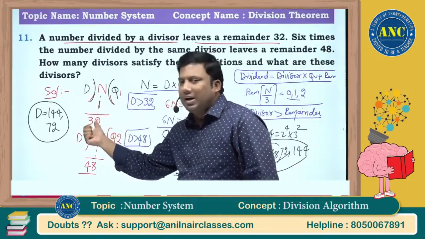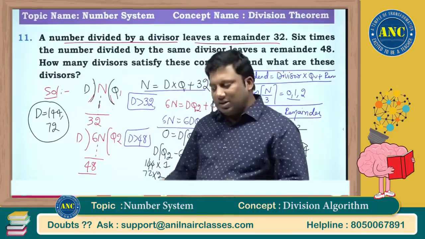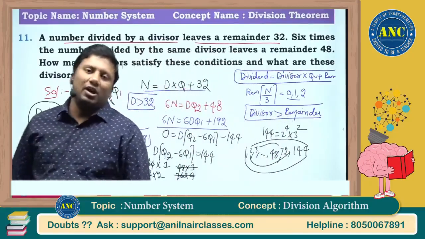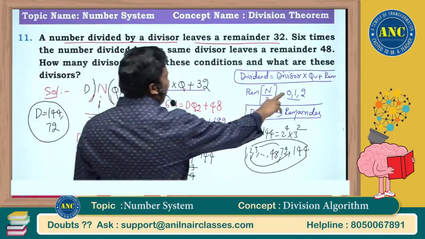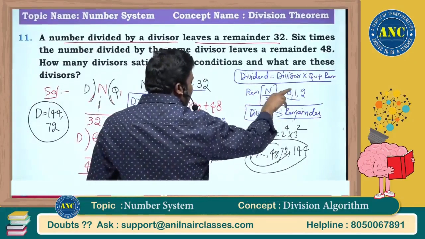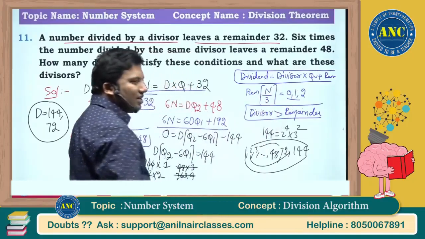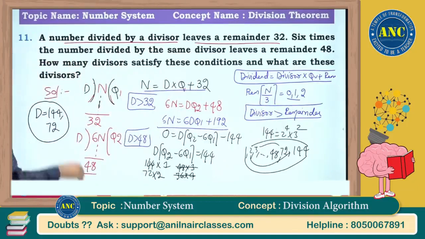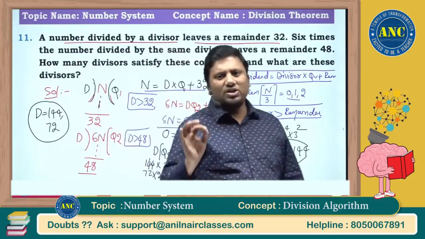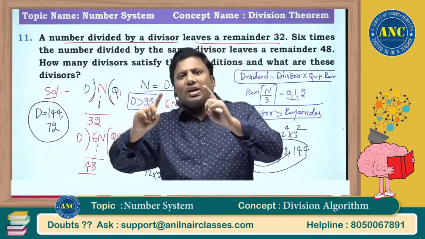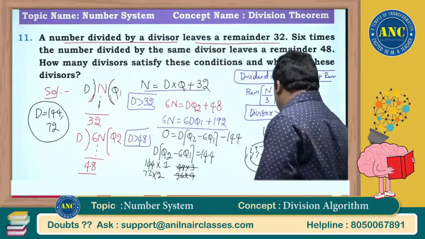The divisor should always be greater than the remainder, or the remainder should always be less than the divisor. When you divide a number by 5, you will get the remainders 0 to 4. These values are remainders, and they are less than the divisor. That means the divisor is greater than the remainder. I hope the idea is clear. Very good question. Based on the division algorithm, convert each and every statement into a mathematical expression and make some changes. Next one.